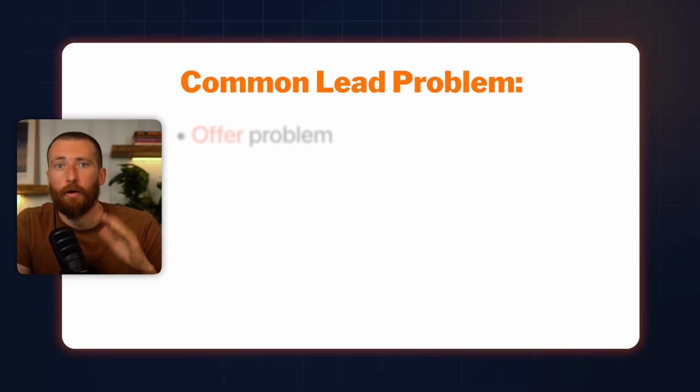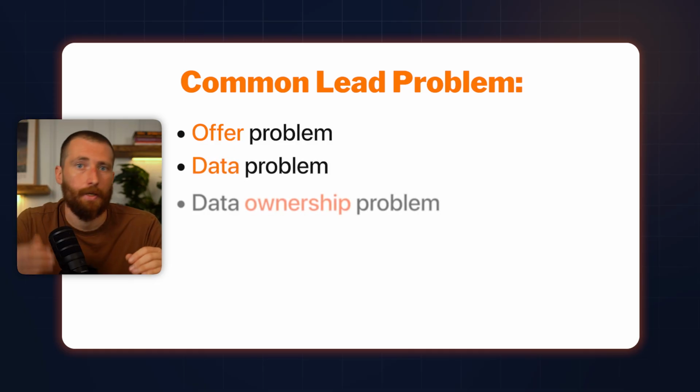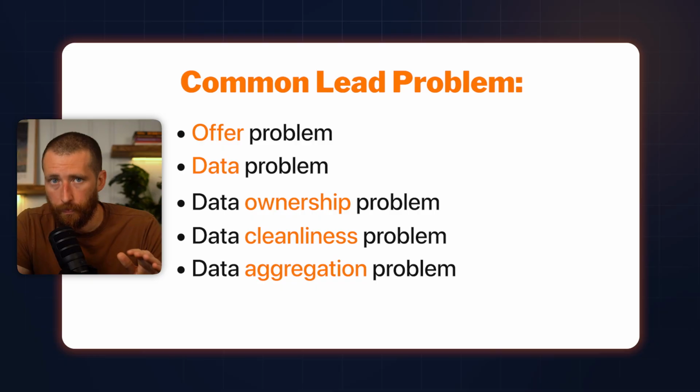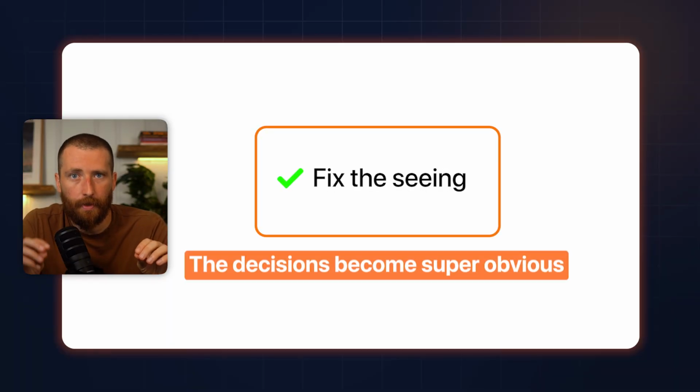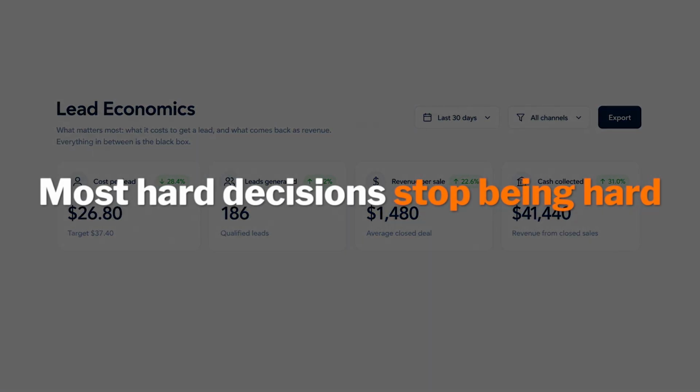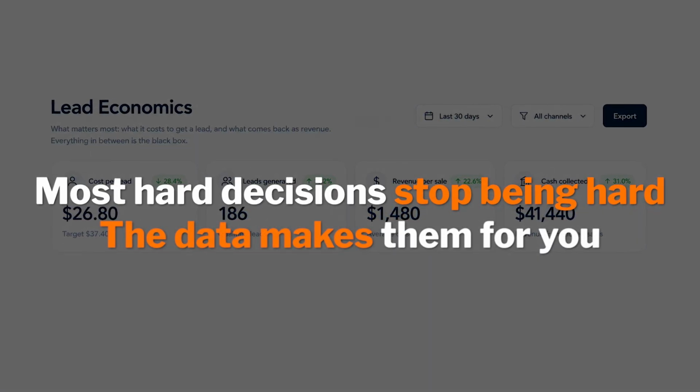I'm gonna bet for about 90% of the people that are still watching, you have never actually had a real true lead problem. You have had an offer problem, or a data problem, a data ownership problem, a data cleanliness problem, a data aggregation problem. You cannot see what's happening, so every decision is a guess dressed up as actual strategy. Fix the seeing, and typically the decisions become super obvious. When you can see the whole chain, most hard decisions stop being hard. The data makes them for you.